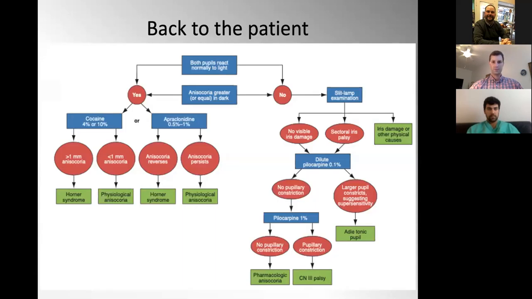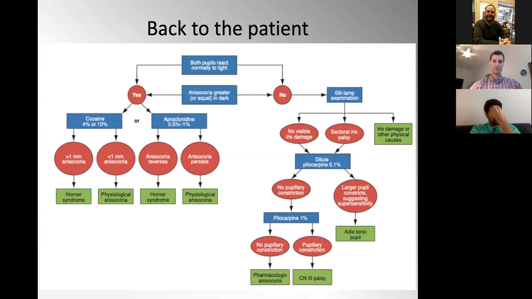So we've pretty much talked about everything that's now on this flowchart, so we should be able to reason our way through it. Going back to our patient, we'll walk through it. In her case, we found that both pupils did not react normally to light, as we could see on that first picture. And the anisocoria was, in fact, not greater in the dark. So we find ourselves going onto that right side.